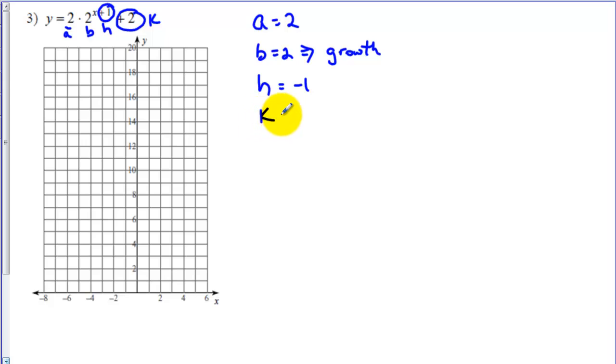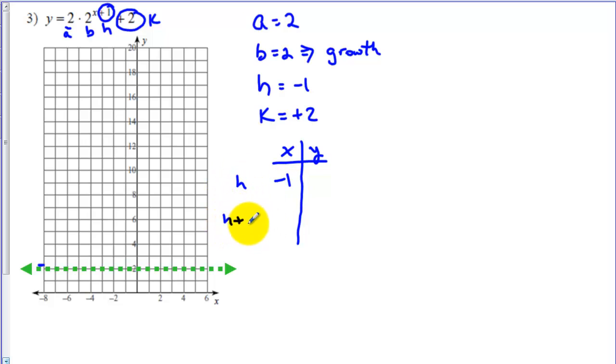And K is +2. So remember, we're going to start out by putting our horizontal asymptote, which is going to be at K. So I'm going to draw a horizontal line here at 2. And we will be getting close to the asymptote since it's growth on the left side, so we'll be flattening out over here. And now we're going to pick 2 values for x. We're going to pick h, which is -1, and then h plus 1. So -1 plus 1 would be 0.